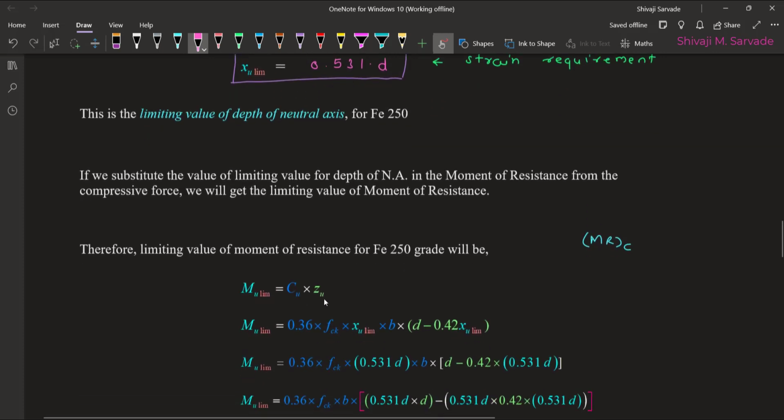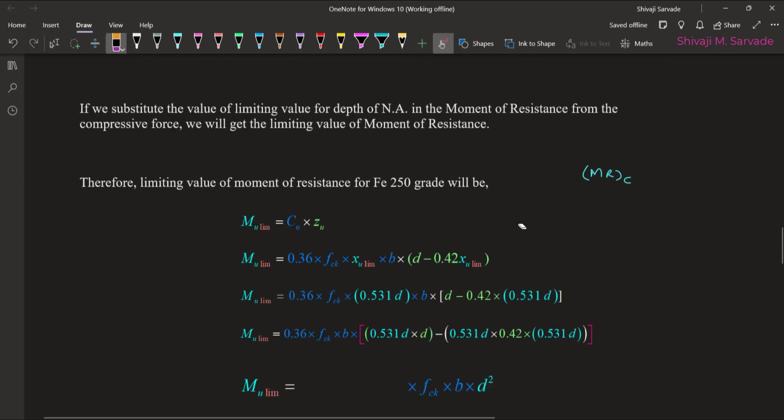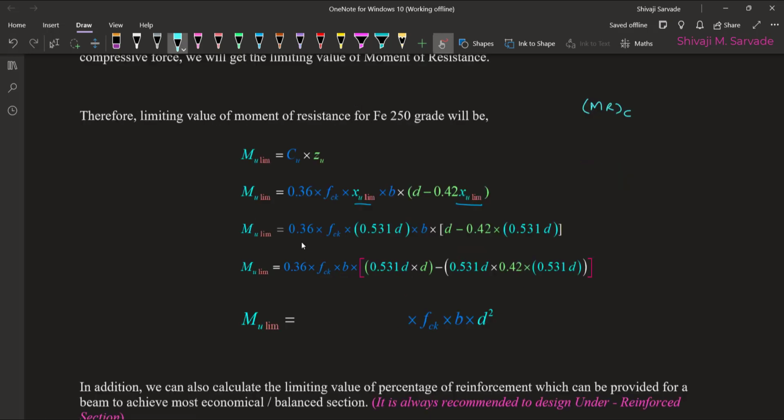So I'll substitute the formula for Cu. The Cu formula is 0.36 FCK into XU limiting, that is the force, and then there is D minus 0.42 XU as our lever arm. Now wherever I see XU, I'm going to substitute XU limiting. So here instead of XU, I'm putting XU limiting. Here also 0.42 XU was there, so we are substituting XU limiting. I can now do the calculation. So 0.36 into FCK into 0.531D, which is substituted for XU limiting, and here also XU limiting goes 0.531D.